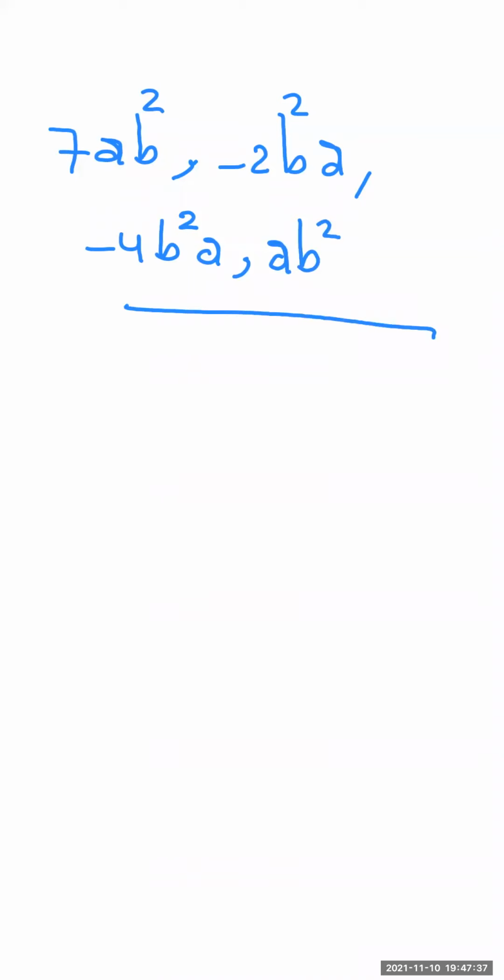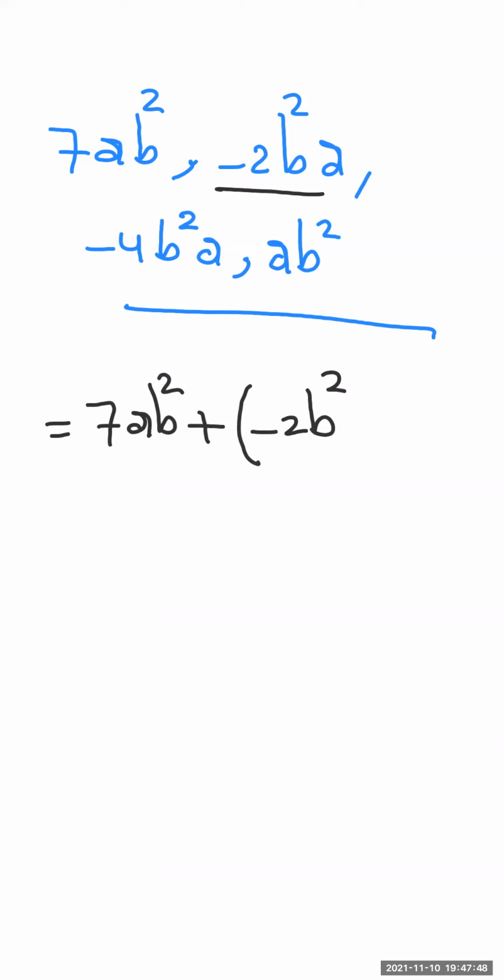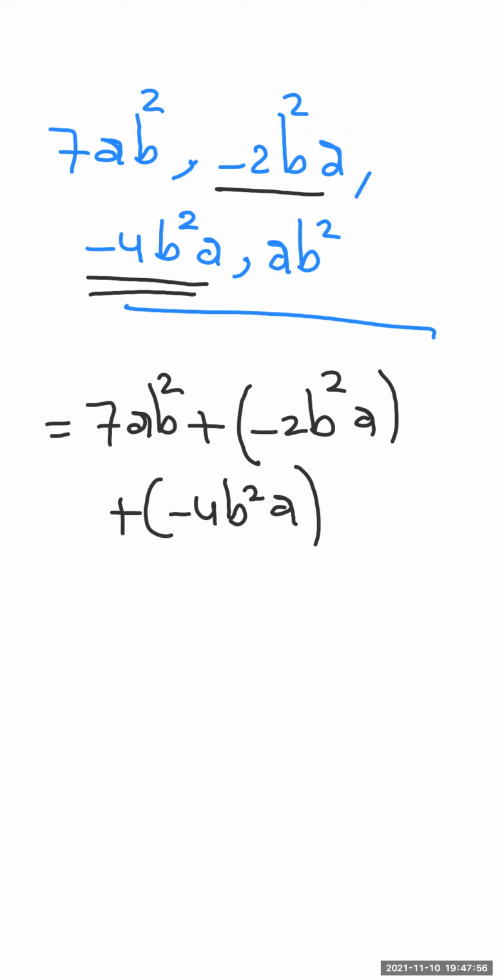So to add these terms, it will equal 7ab squared plus the next term is negative 2b squared a plus the next term also is negative 4b squared a plus 2ab squared. Listen, 2ab squared.